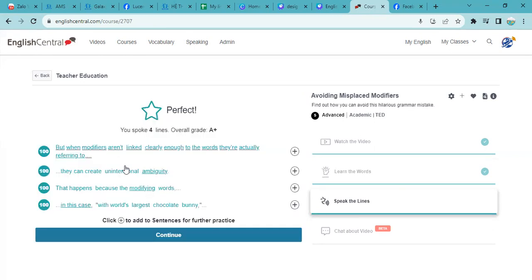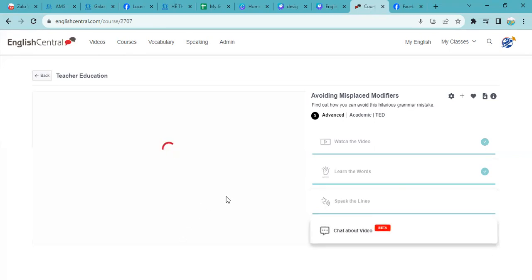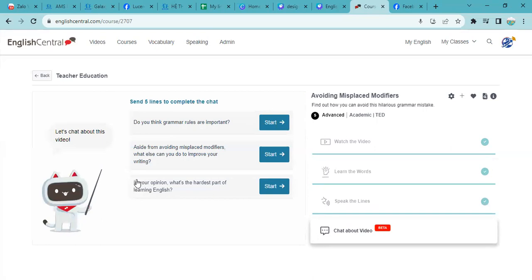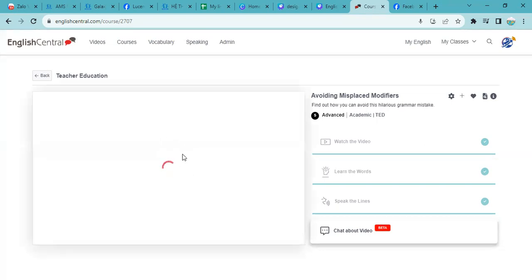Well done. So we finished the lesson by talking with Mimi. This is the most interesting part that I always want to practice. So let's see. Do you think grammar rules are important aside from avoiding mistakes? Oh, let's start with the first one.